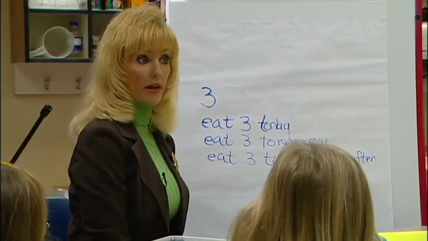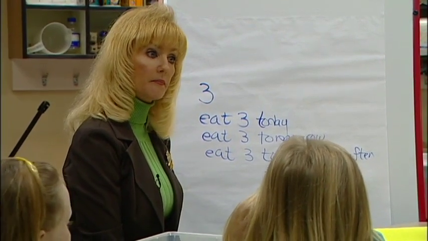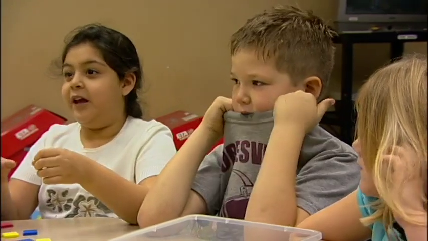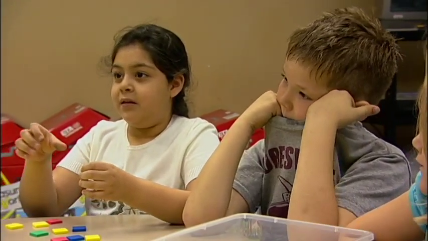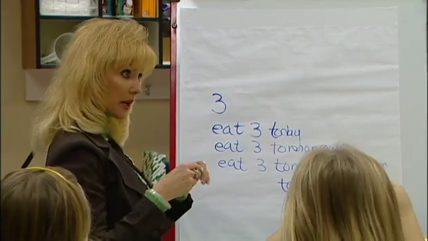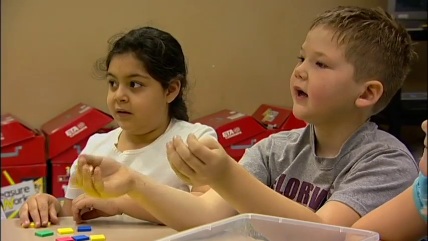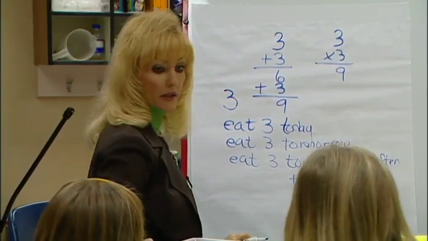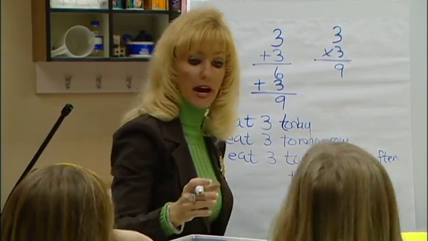How did you solve that problem? I don't know. You don't know? It's because 3 plus 3 equals 6 and 3 now 6 plus 3 equals 9. So you said 3 plus 3 equals 6. And 3 times 3 equals 9. The teacher does a quick check of each student's solution process.